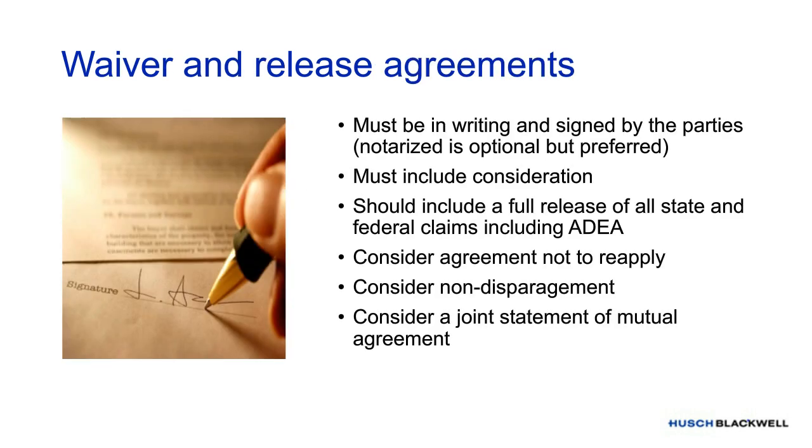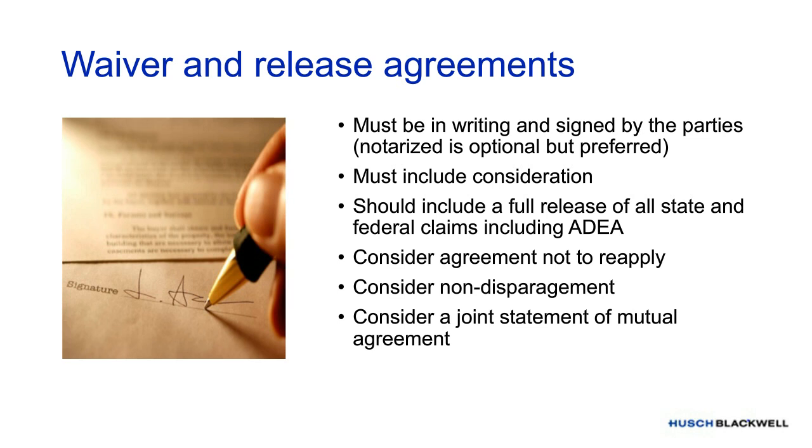So let's think and talk briefly about waiver and release agreements, some tips and tricks for these agreements, because they're almost always offered in these group termination programs. And again, you're going to see this 45-day notice period, and that's because we're focusing on the group termination programs. So they must be in writing, and they have to be signed by the parties. Some notarize, and that's optional, but I do think that it's good, especially if the employee isn't signing in front of anyone.